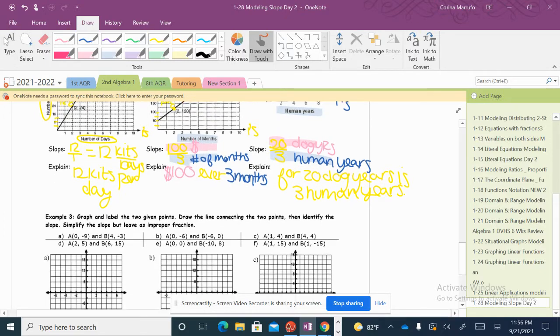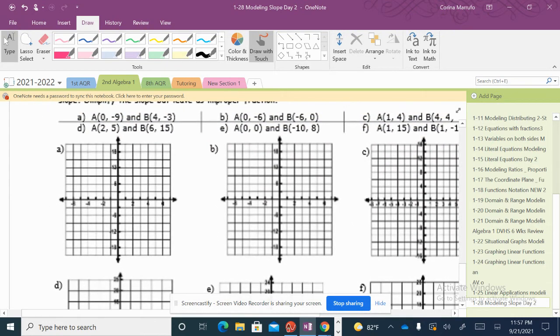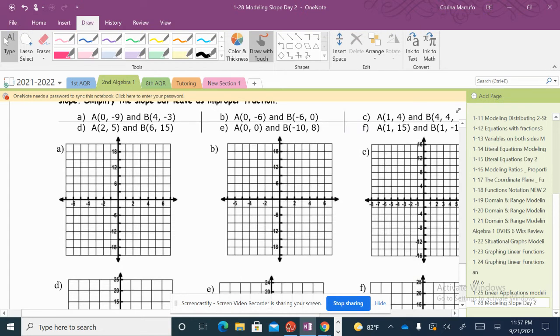Okay. So now the next part, it says graph and label the 2 points, draw the lines connecting the 2 points, then identify the slope. Simplify the slope, but leave it as an improper fraction. Here we have part A. They put part D right below it, but we're going to be graphing these points. So A is 0, -9: 0 on our x-axis, -9 on our y-axis. It looks like this is counting by threes. 3, 6, 9. So it would be right here.